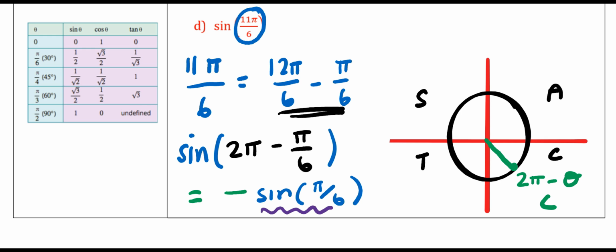Well, this sine of pi on 6, I'll use my table of values to go to pi on 6, sine, and say, oh, that's going to be 1/2. So the answer to this question here is going to be negative 1/2.